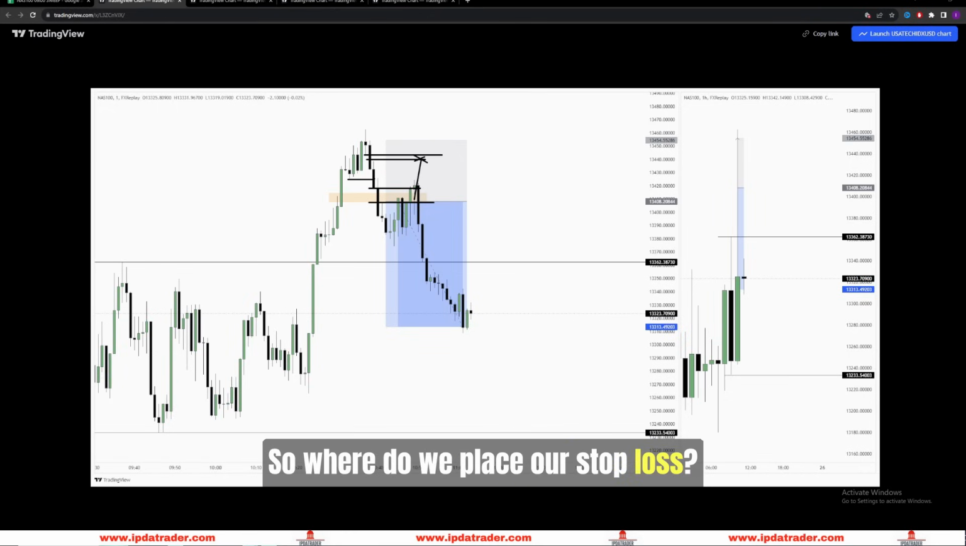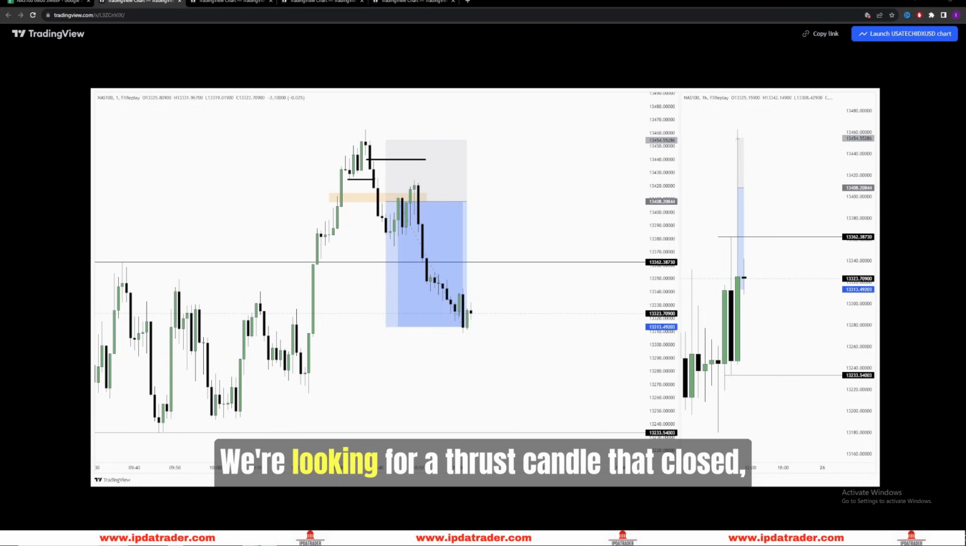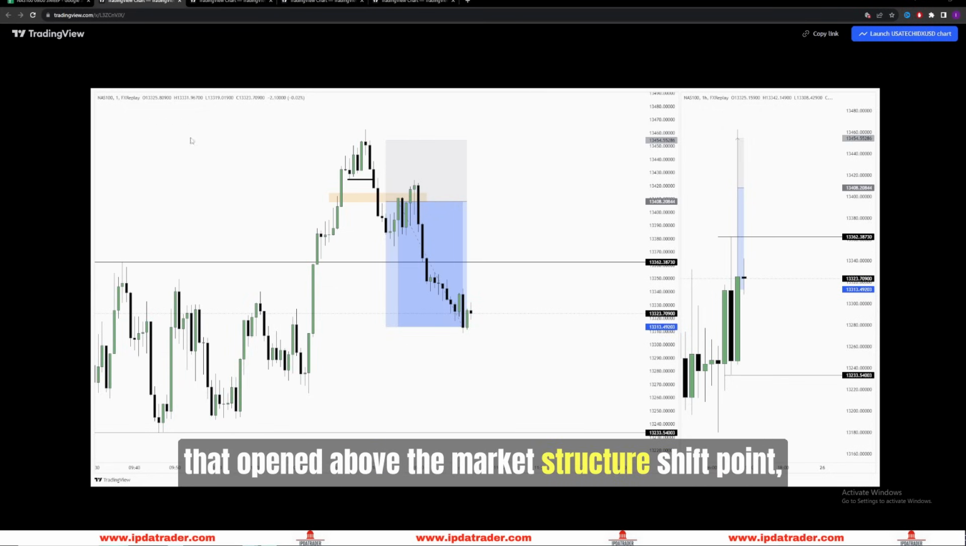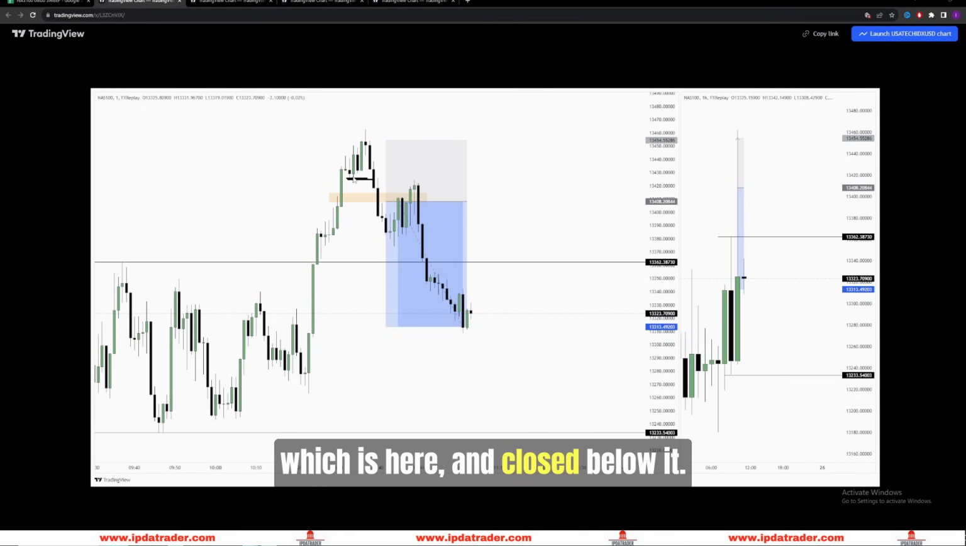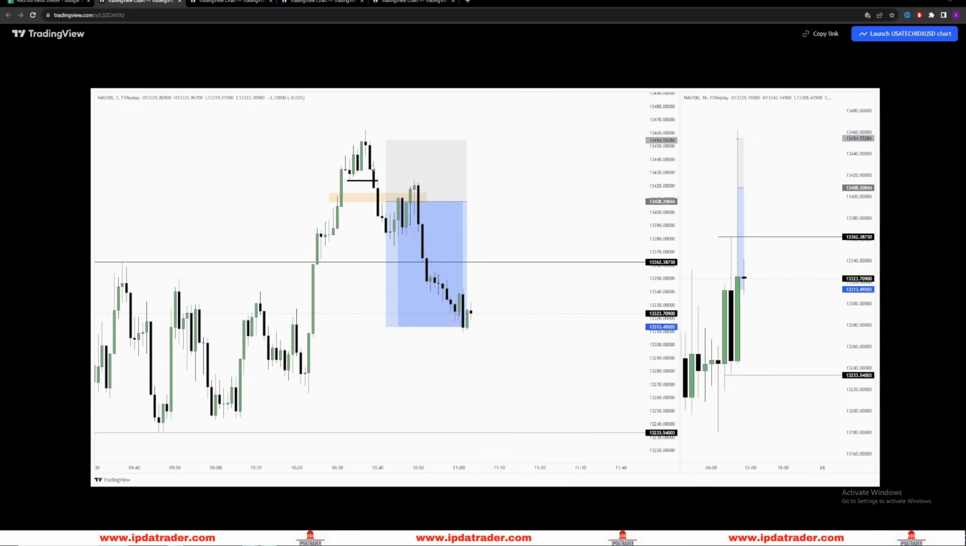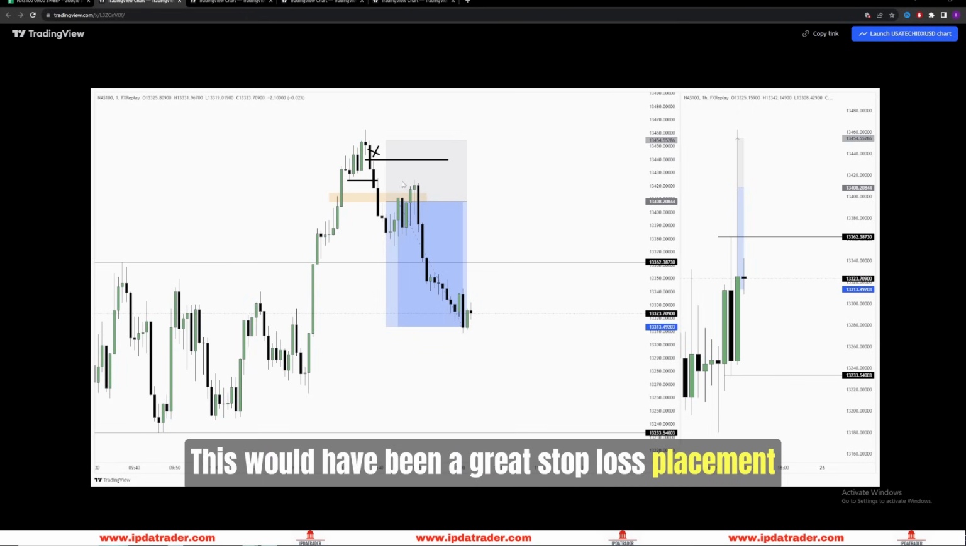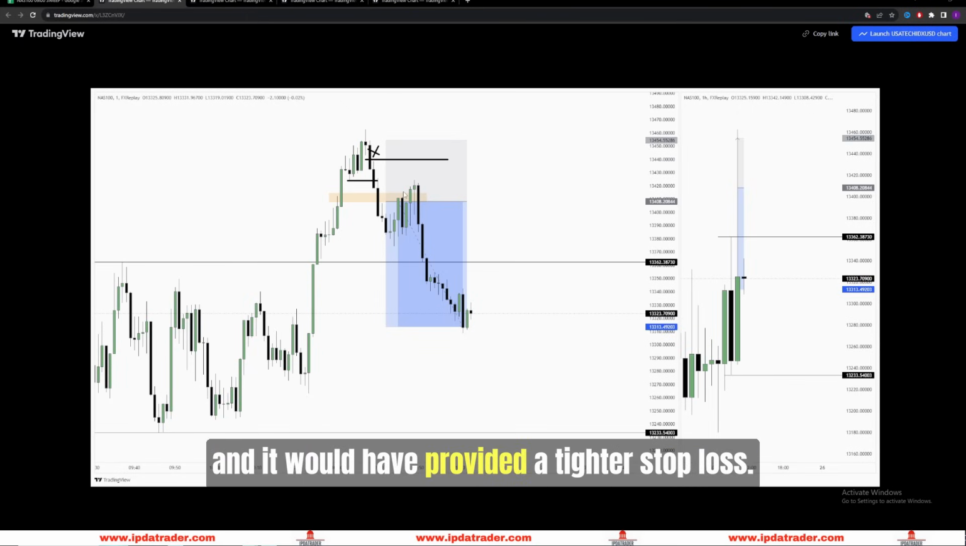So where do we place our stop loss? We're looking for a thrust candle that opened above the market structure shift point, which is here, and closed below it. In this case, you have several candles. You have this one here, right? This would have been a great stop loss placement and it would have provided a tighter stop loss. But in this scenario, I decided to go for this one.